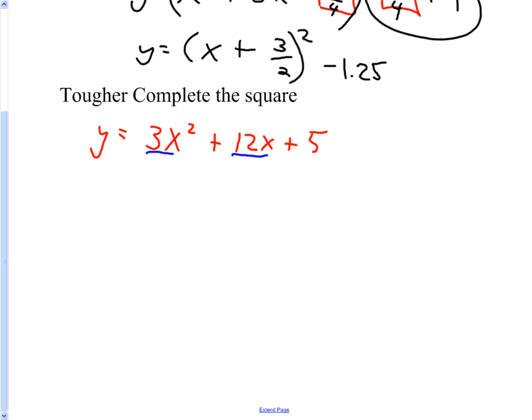Here we go. This one, we got to factor out the 3. And we have x squared plus, factor the 3 out of the 12 gives us 4x. Then I need my plus box, minus box.